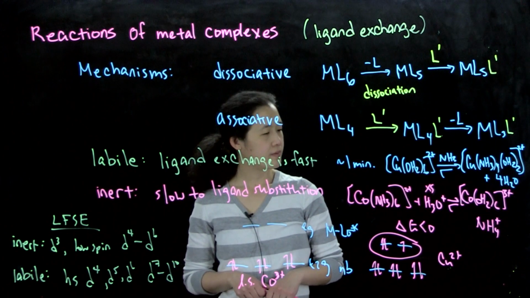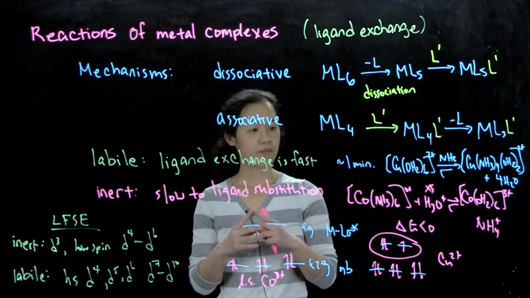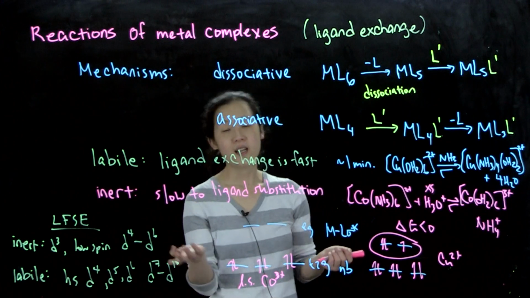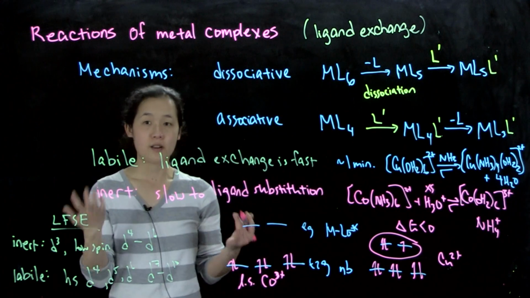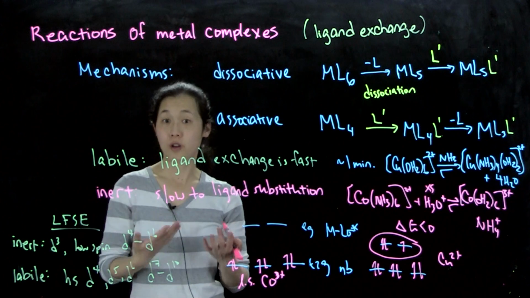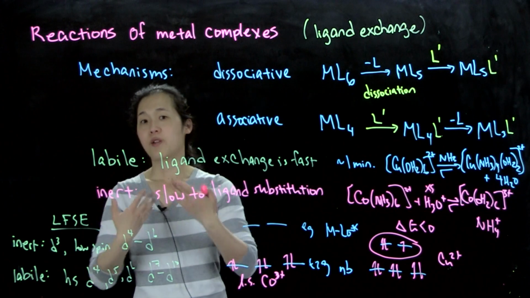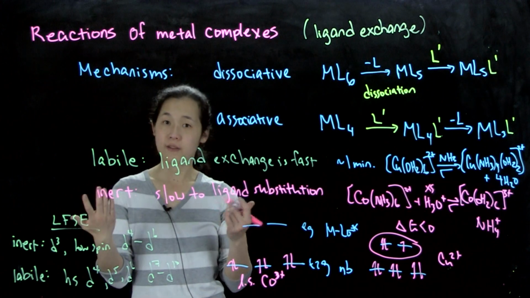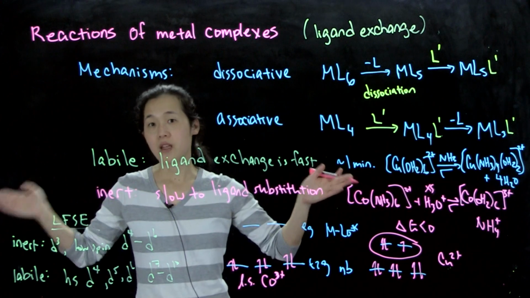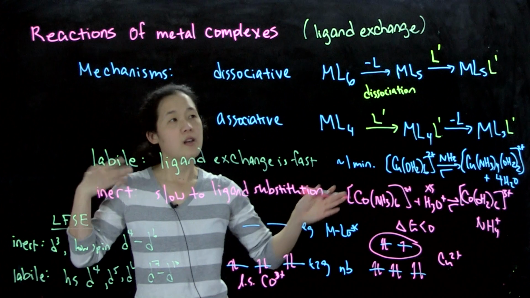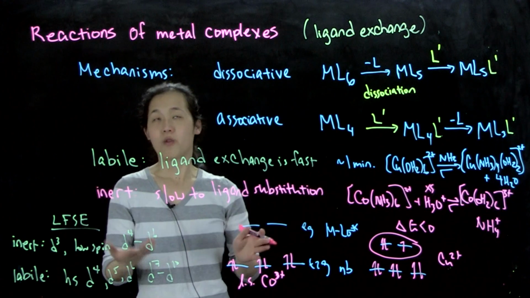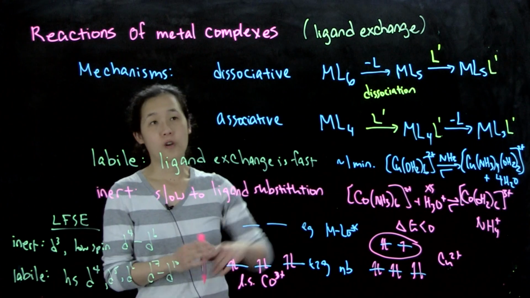Oh, and one last thing was 4d and 5d transition metal complexes are often much more inert than 3d for reasons of bonding. It's again the strength of your metal-ligand bonding. We said before that for 4d and 5d, those orbitals stick out more, and they have stronger interactions with ligands. So these are all things to consider when we're thinking about the reactivity of the metal for ligand exchange.